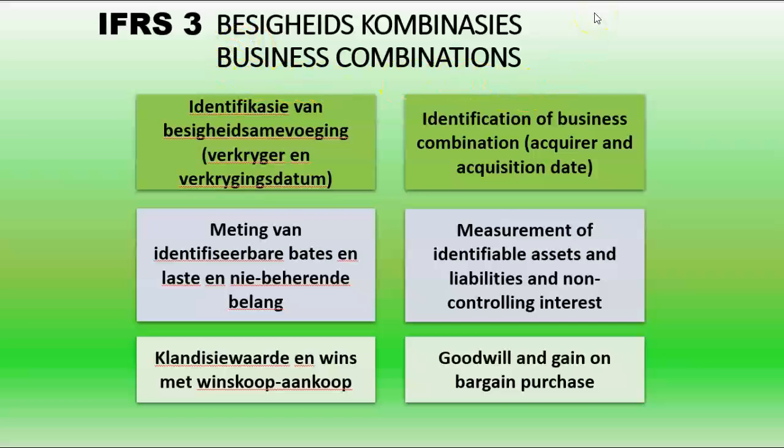Now, IFRS 3 identifies several types of business combinations. It says whenever there's a group of companies, control is exercised by one company over another company or companies. It says, and once you have established that, you have to do consolidated financial statements. That is what we call group statements.